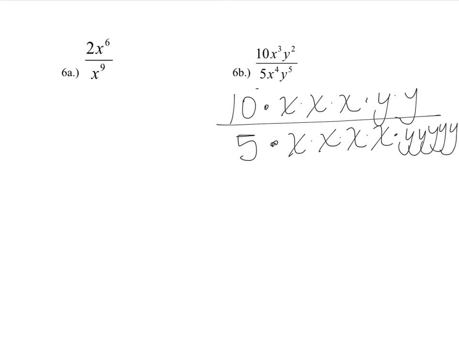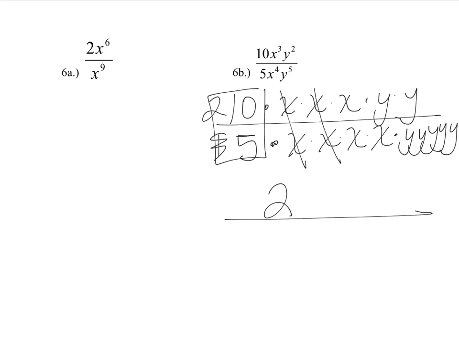And now let's look. 10 over 5. Notice 10 over 5 is 10 divided by 5, 2 over 1. Do I need the 1? No. So on the top, I have a 2. Okay? Cross off the x's.